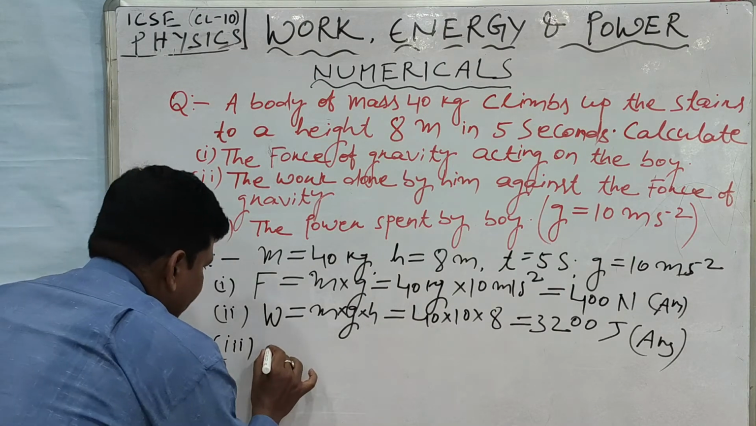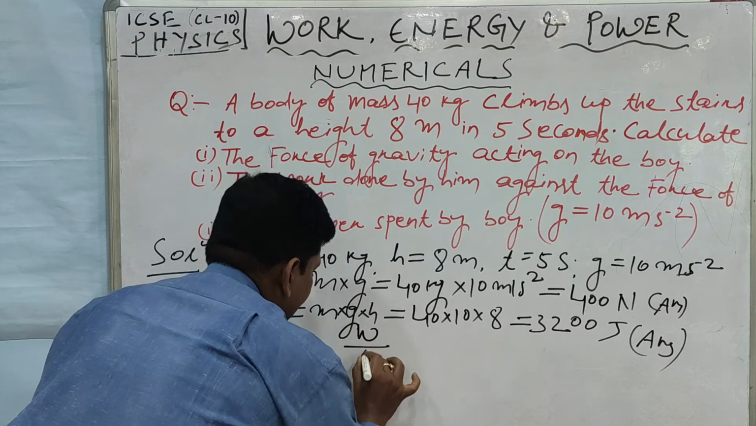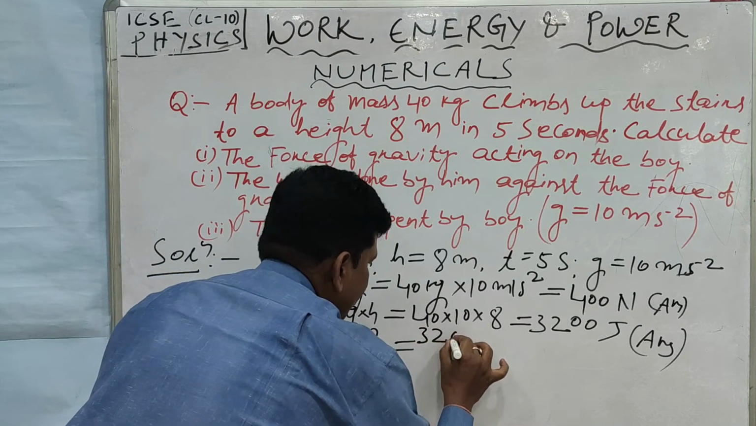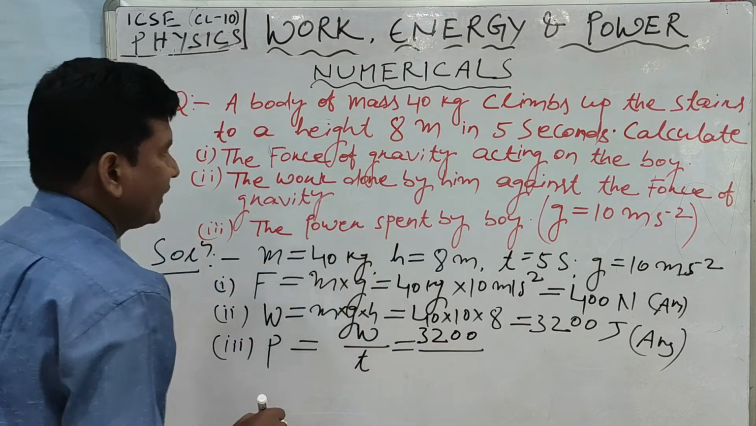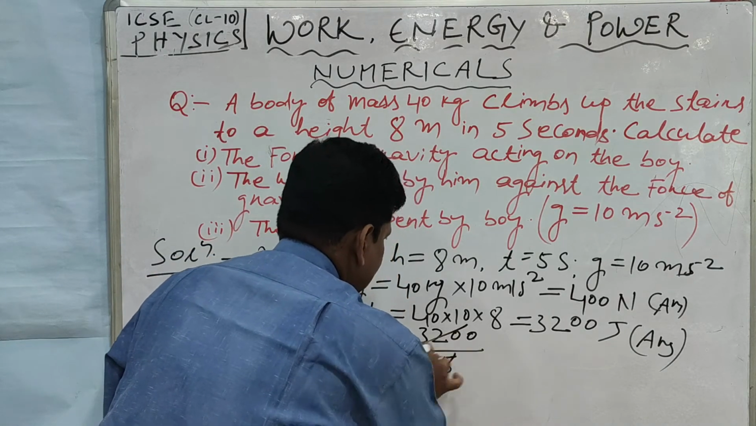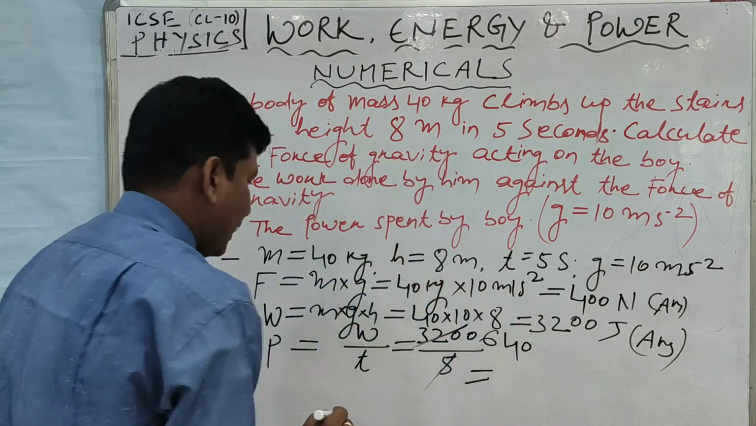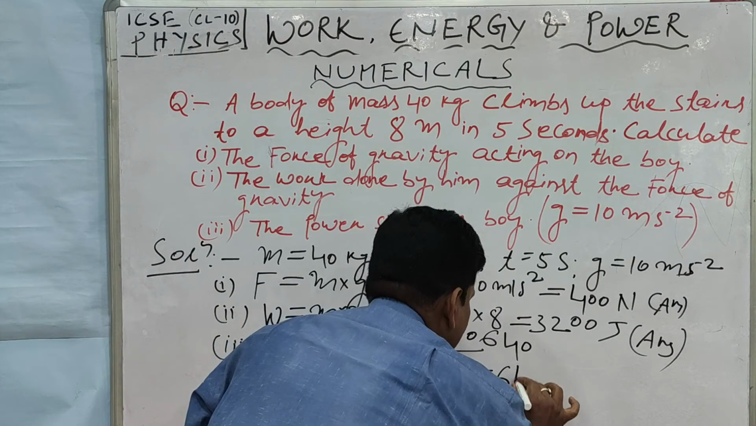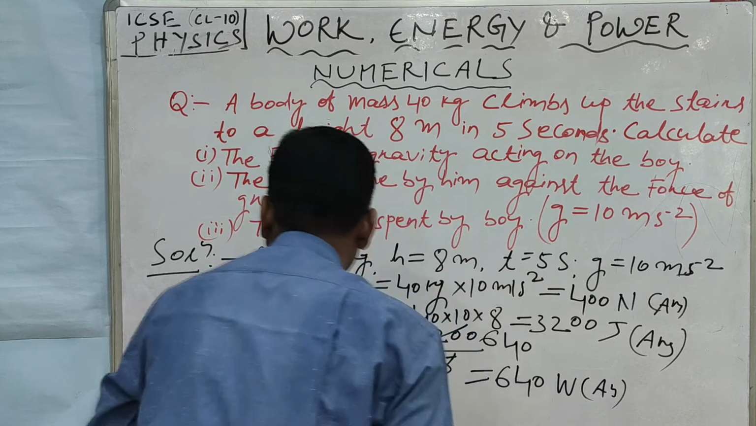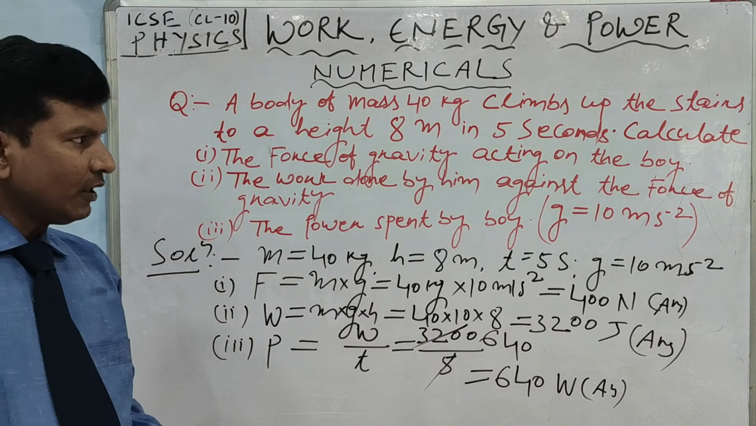So power spent by the boy, P is equal to work upon time. That is equal to, work is given already, we got 3200, divided by time, which is 5 seconds. So now cancel this 5. Now the value of power is coming 640 watt, means W. So this is the answer of question 3. So in this way you solve the numerical.